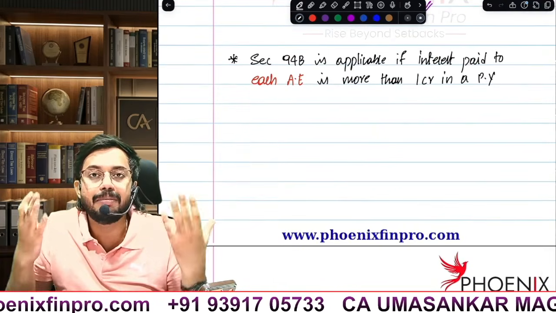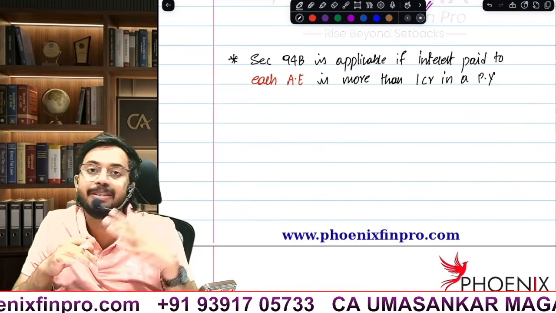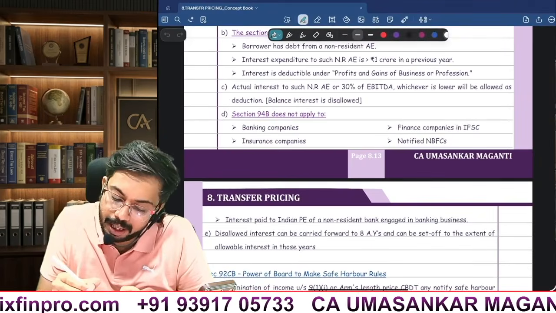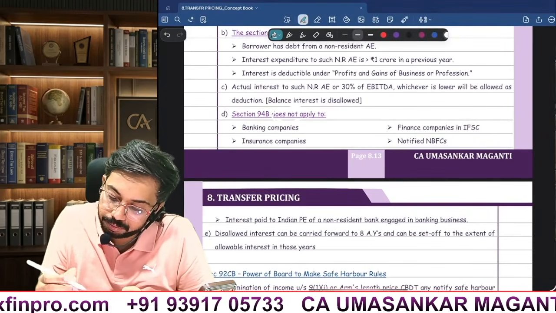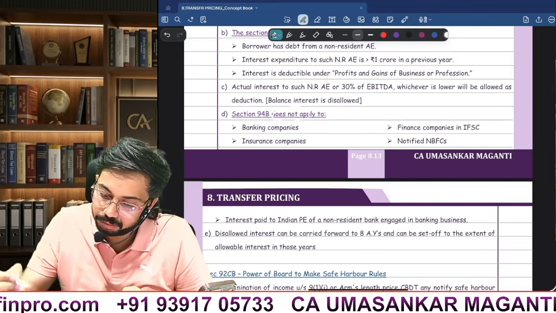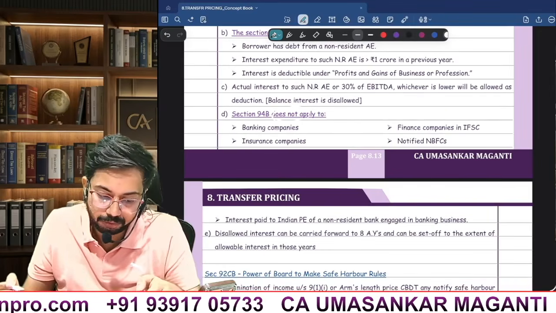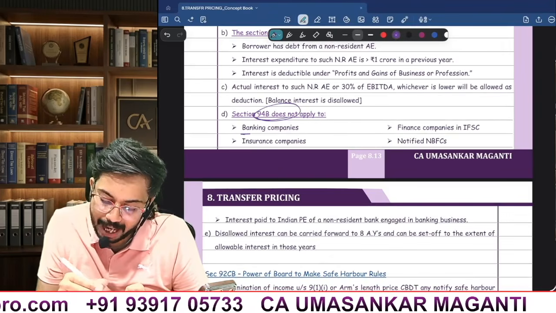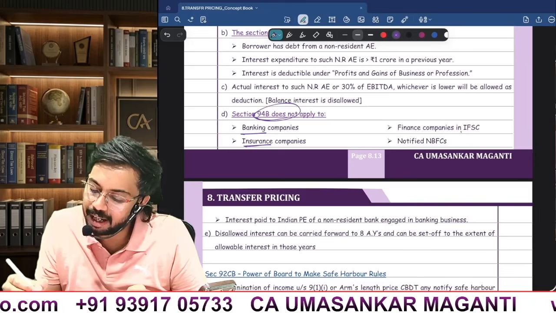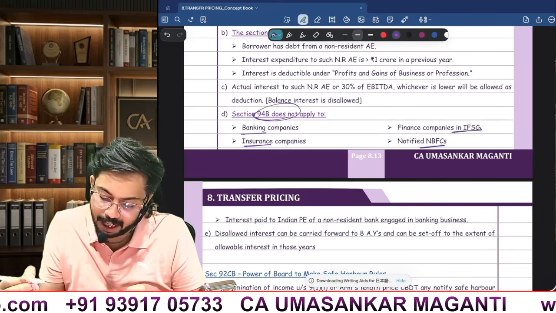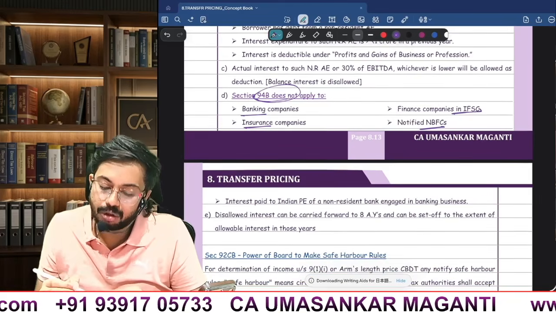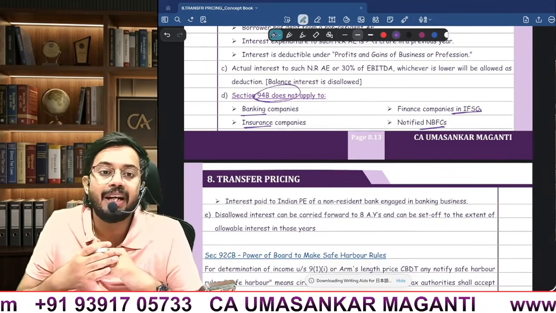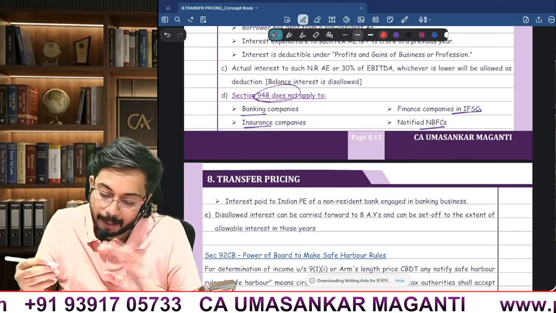Instead of taking a lump sum amount from your associated enterprise, you can do tax planning. Another important point: section 94B does not apply to banking companies, insurance companies, finance companies in IFSC, and notified NBFCs. So whenever banking companies or insurance companies take a loan from their associated enterprises, section 94B is not applicable.